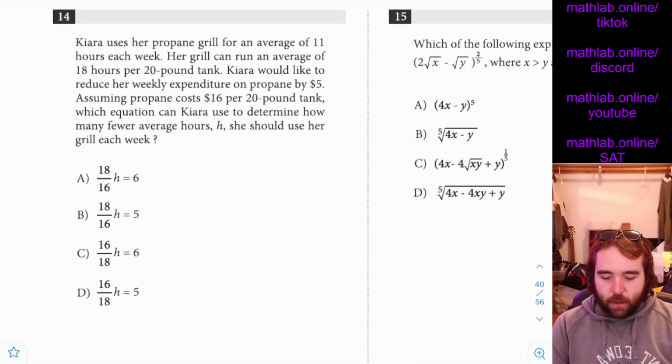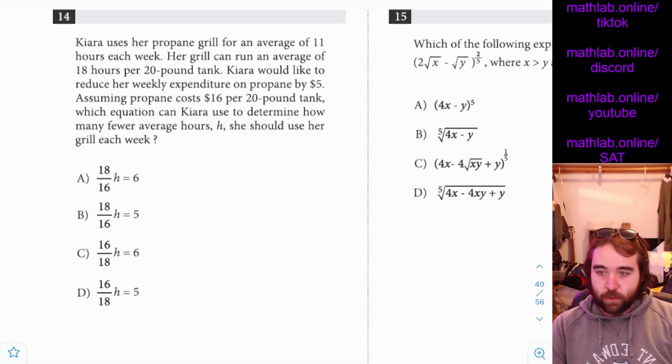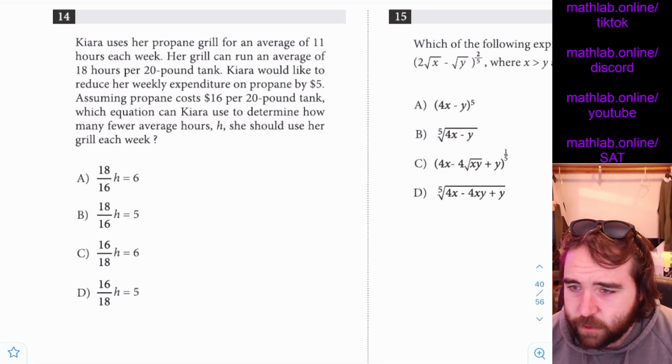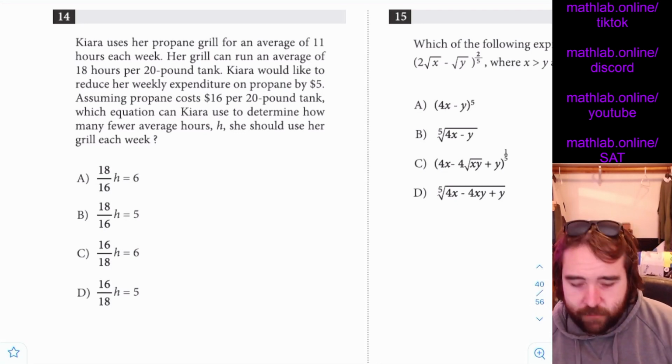Kiara uses her propane grill for an average of 11 hours each week. Her grill can run an average of 18 hours per 20-pound tank. Kiara would like to reduce her weekly expenditure on propane by $5, assuming propane costs $16 per 20-pound tank. Which equation can Kiara use to determine how many fewer hours she should use for her grill each week? I've done this problem before. Kiara would like to reduce her weekly expenditure on propane by $5.